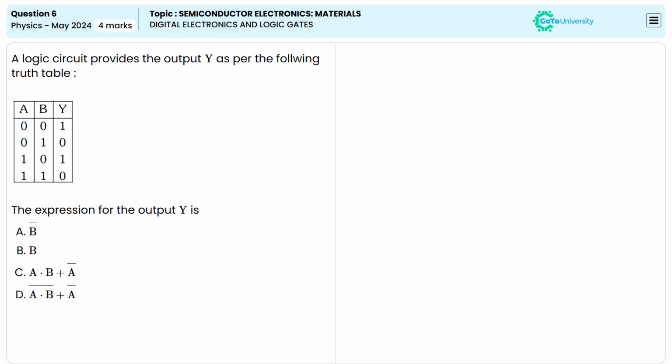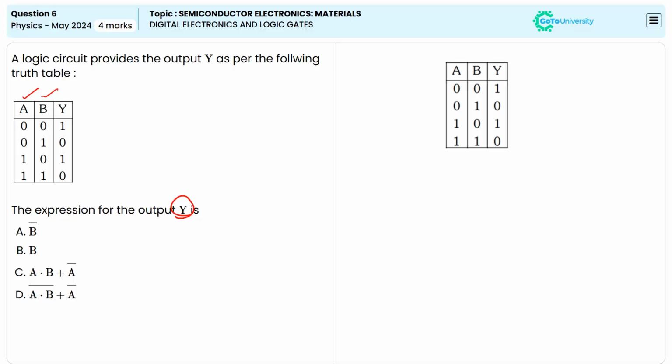So the question is, what is the expression for output Y? The input and output of the logic circuit is shown in a truth table. So here option A has an expression of B dash, which means inverse of B.